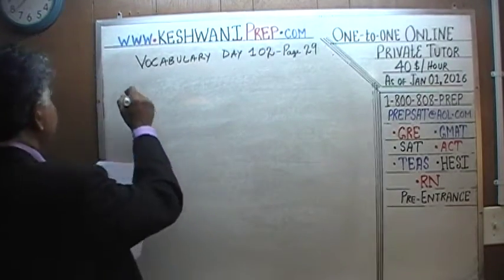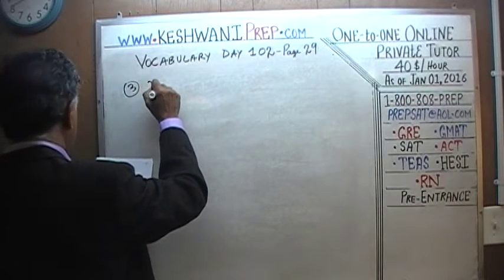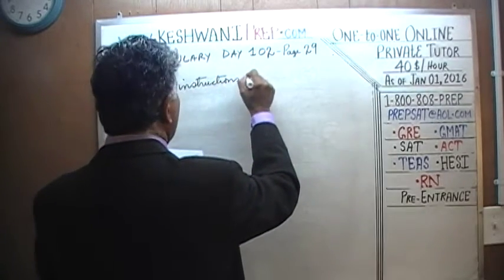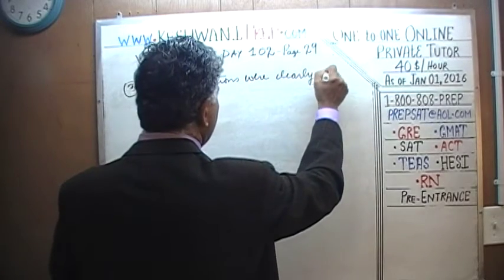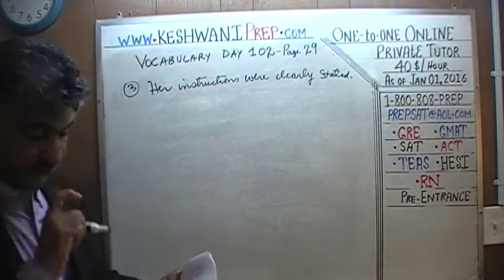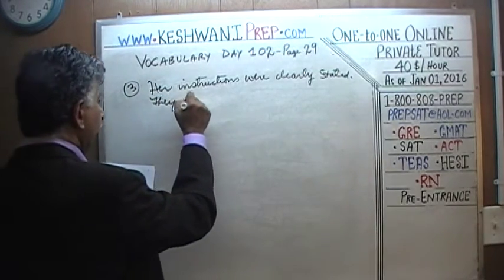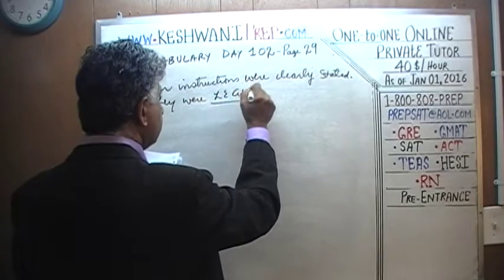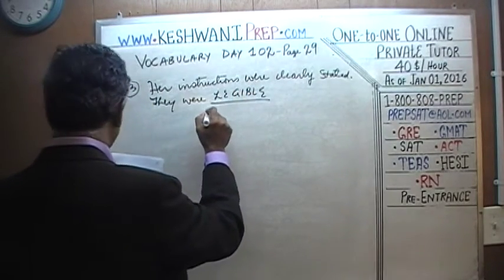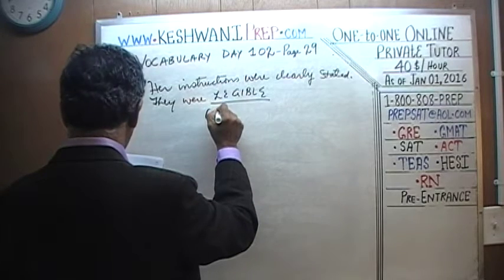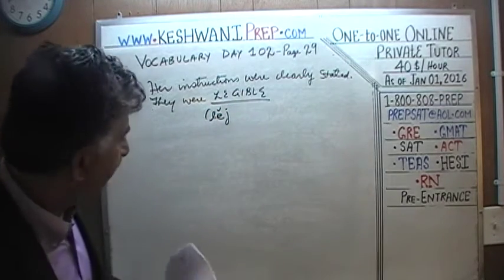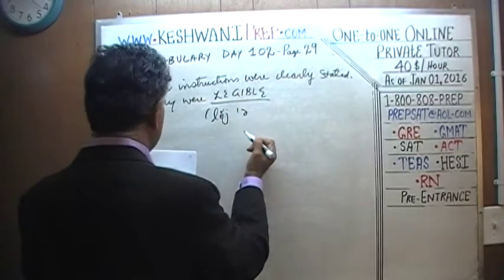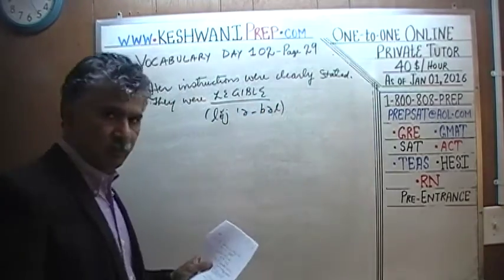In question number three, it says, her instructions were clearly stated. They were, and here's the answer choice, legible. Can you rewrite it? The first syllable is ledge. Oh, that's the second syllable. Legible, which means something that can be read.